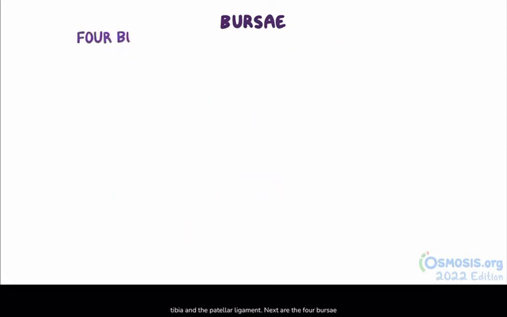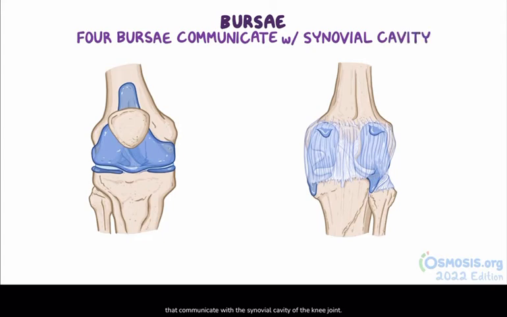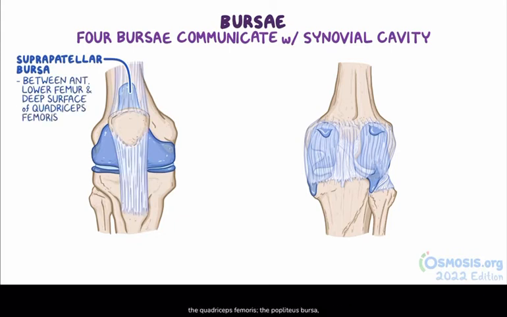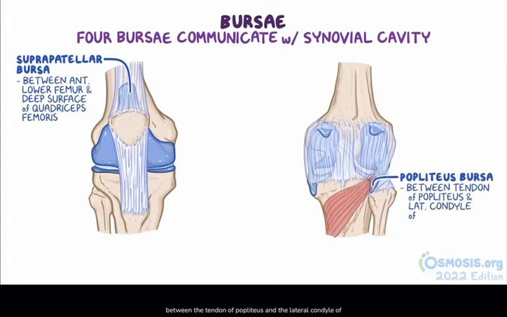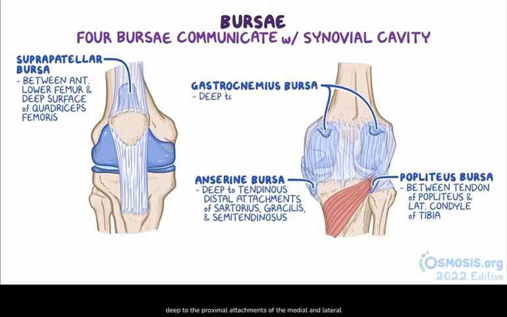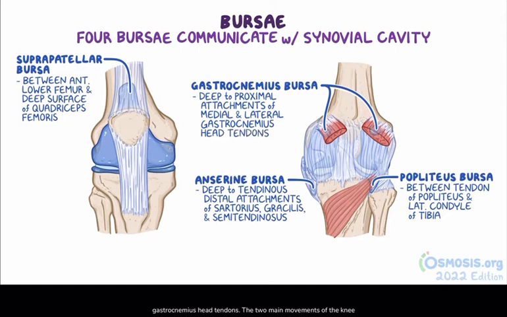Next are the four bursae that communicate with the synovial cavity of the knee joint. These are the suprapatellar bursa, located between the anterior surface of the lower part of the femur and deep surface of the quadriceps femoris, the popliteus bursa between the tendon of popliteus and the lateral condyle of the tibia, the anserine bursa, which is deep to the tendinous distal attachments of the sartorius, gracilis, and semitendinosus, and finally the gastrocnemius bursae, which are deep to the proximal attachments of the medial and lateral gastrocnemius head tendons.